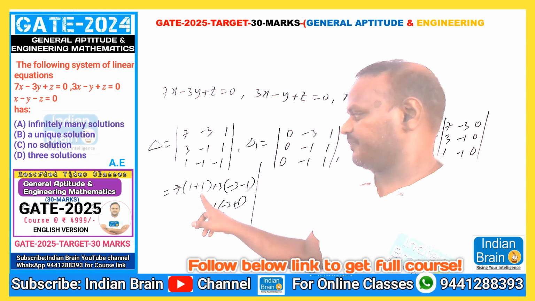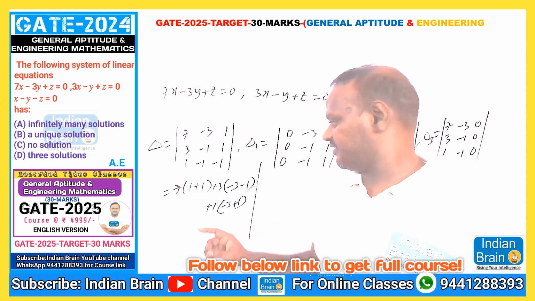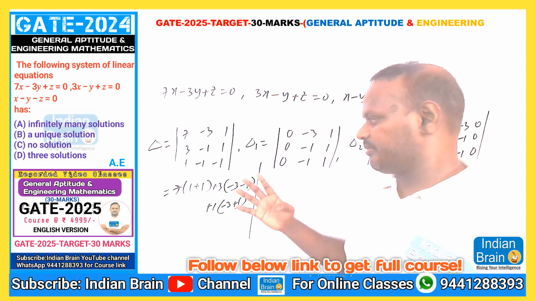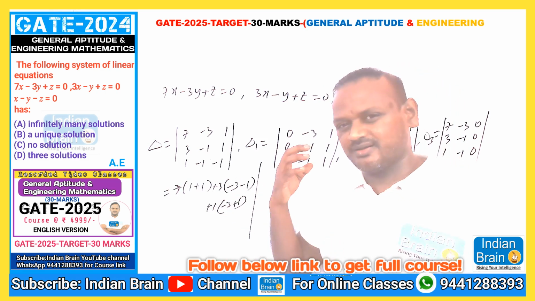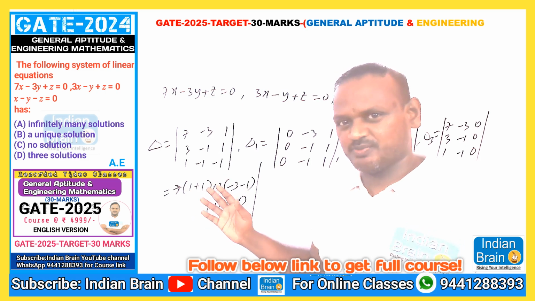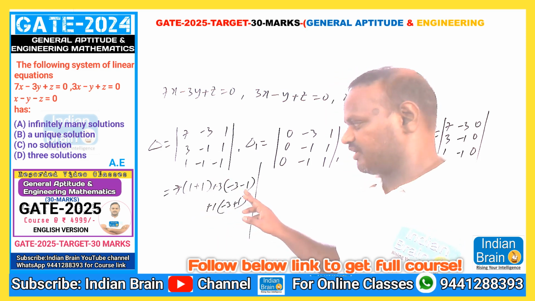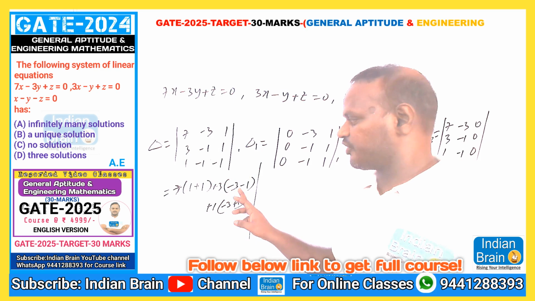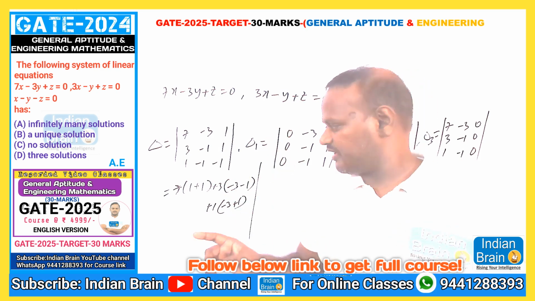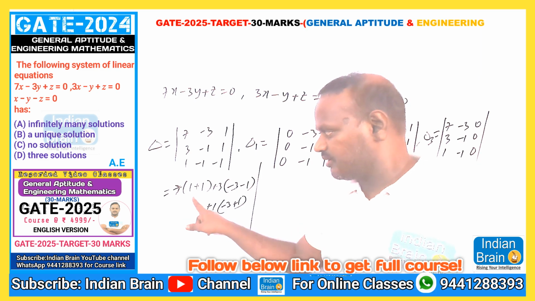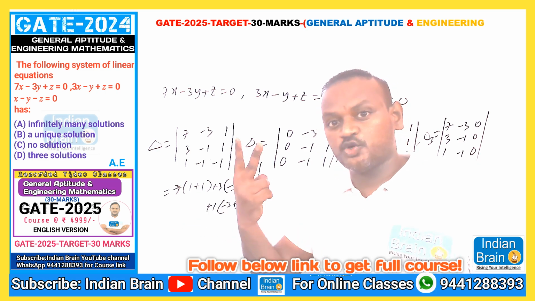1 plus 1 will be 2. 2 into 7 will be 14. Here minus 3 minus 1 will be minus 4. Minus 4 into 3. Be like a legend. Don't do it in a small way. Minus 3 minus 1 will be minus 4. Minus 4 into 3, minus 12. Here we have minus 12, but here we have plus 14. Logically 2 will be there.